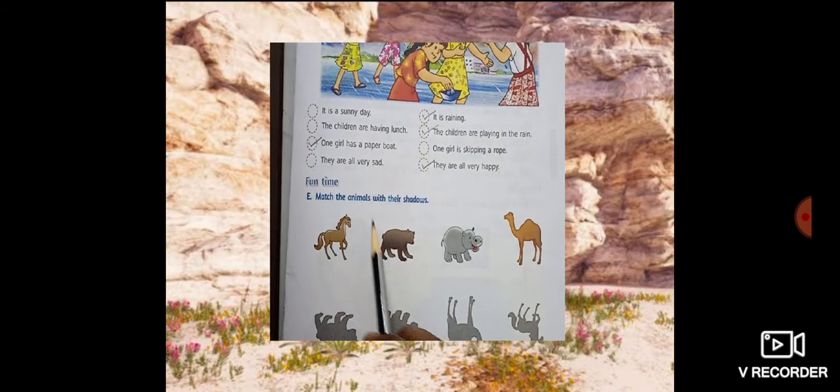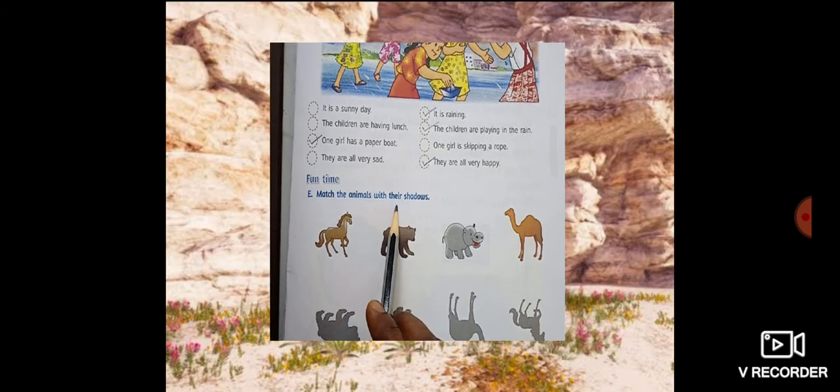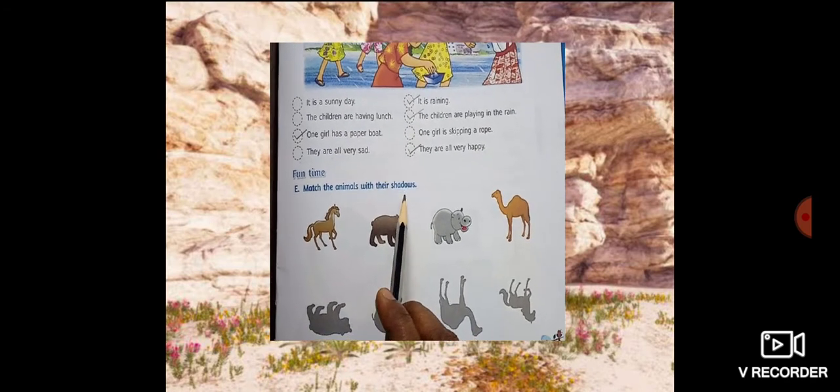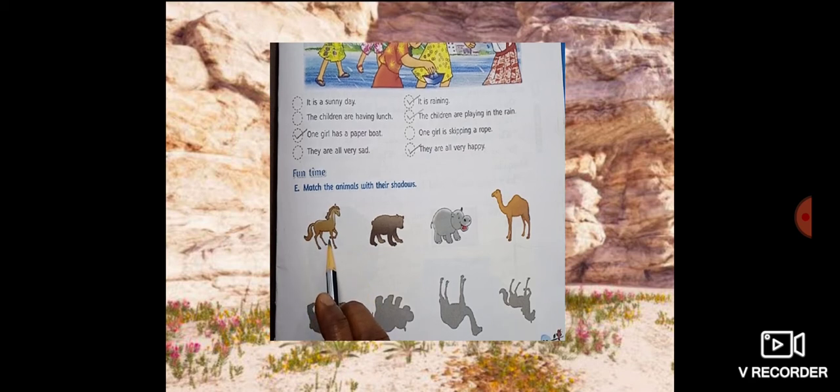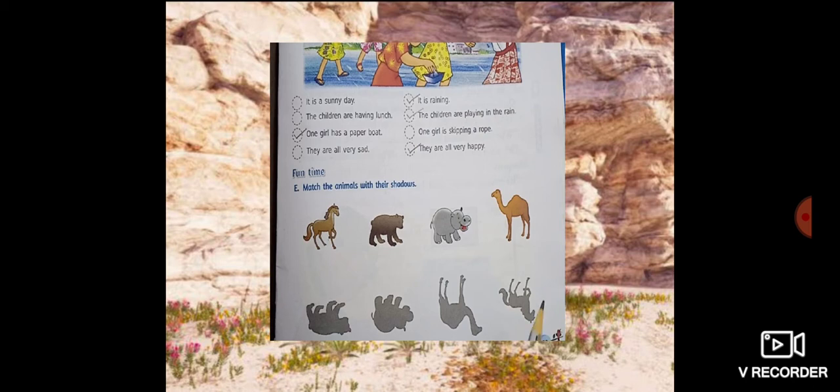Okay? Next. Match the animals with their shadows. Okay? Look at the animals. They have animals here. And here there are shadows. Okay, we're looking at the shadows. You have to match the shadows with the animals. Okay, what is this? This is a horse. Where is the shadow? Shadow is here, right? Okay, match.